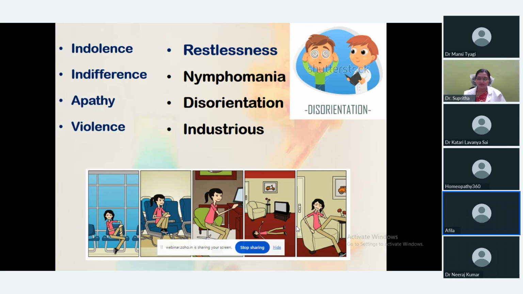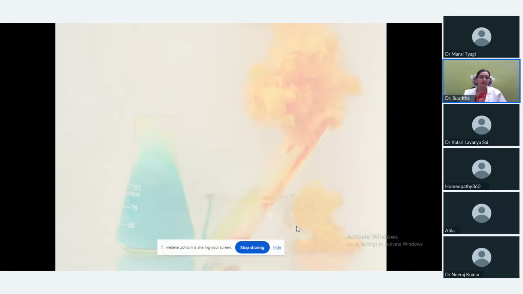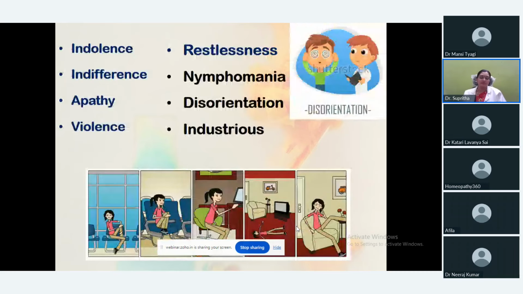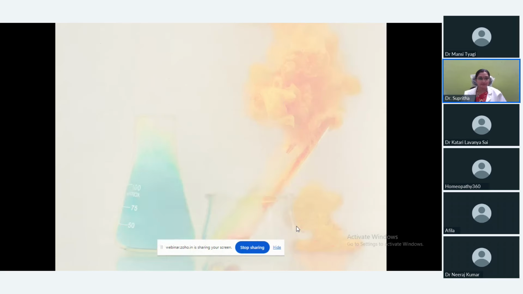Arsenicum album, Rhus tox and Aconite. Nymphomania is present, disorientation, industrious. So restlessness in Arsenicum album, what is the type of restlessness? It is both mental and physical. Whereas in Rhus tox, it is physical restlessness. In Aconite, it is mental restlessness.